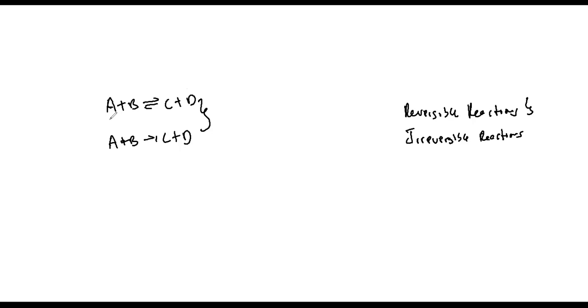A reaction that can proceed under what? It can proceed in both directions. You know, this is the right and this is the left. So it can proceed in the right direction and it can proceed in the left direction. And that is why it is called a reversible reaction. Please take note of that.